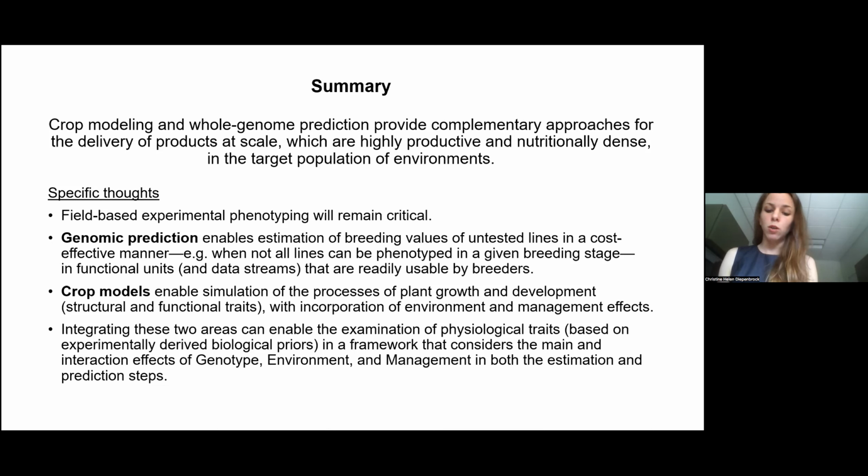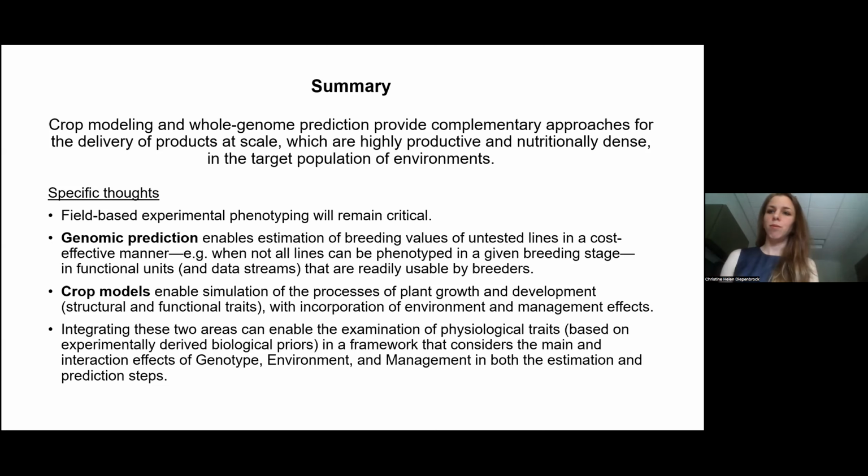Crop models, we're looking to examine both structural and functional traits. We're looking to integrate those environment and management effects and get the main interaction effects of G, E, and M as well dissected as we can, while also not over parameterizing. There are limits to our domain knowledge, so we want to make sure that we're building up these models progressively and not over relying on them.